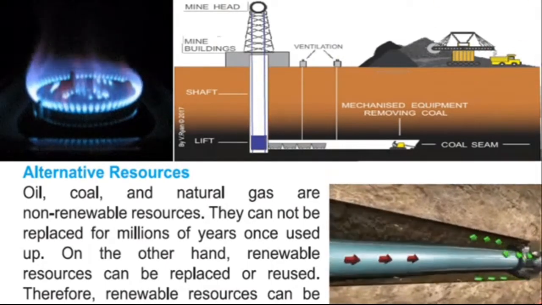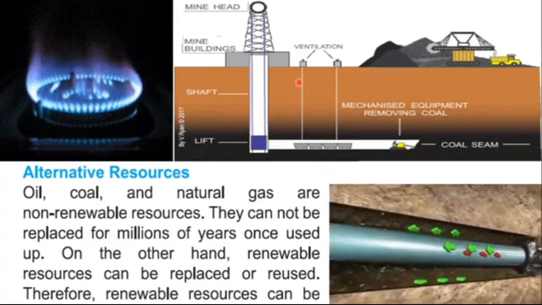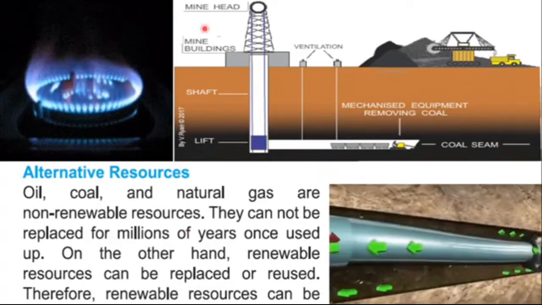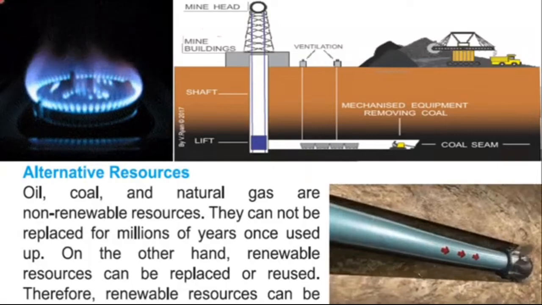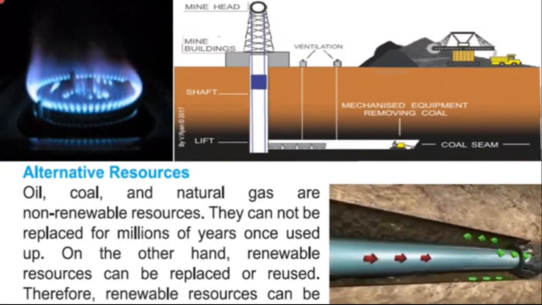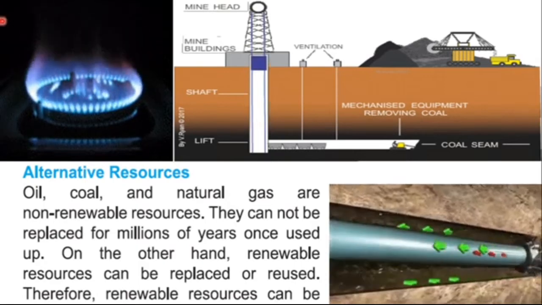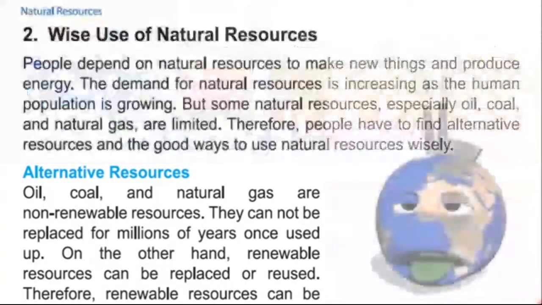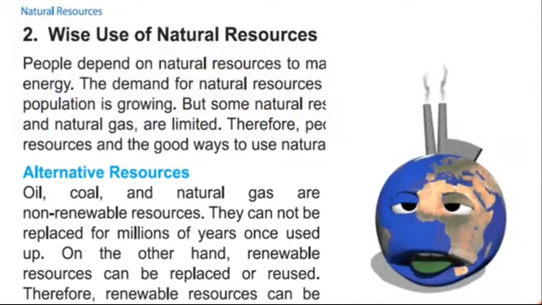Dear students, if we use these natural resources unwisely, or if we waste these resources once, they will end up and we cannot find them to use in our life. That means the earth will be exhausted one day. So we should think about alternative resources. Now, what will be the alternative resources?